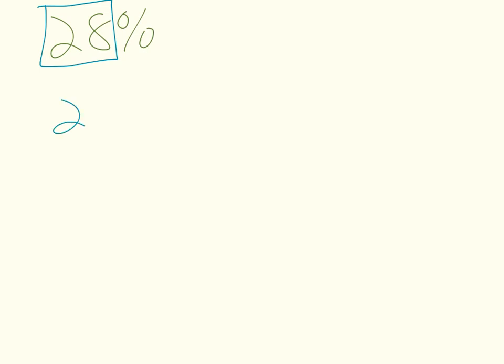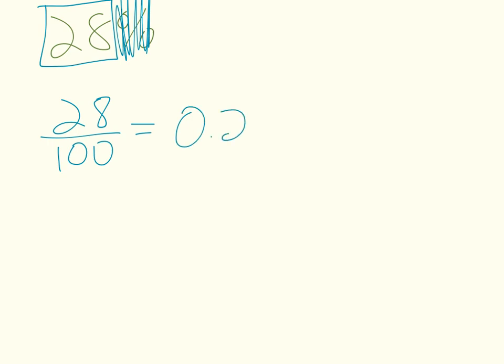I've saved the easiest conversion for the last. Say we want to go from 28% to a decimal. All you have to do is take the number 28, divide it by 100, and get rid of the percent sign. When I plug that into my calculator, I get 0.28. And that is the number 28% written as a decimal.